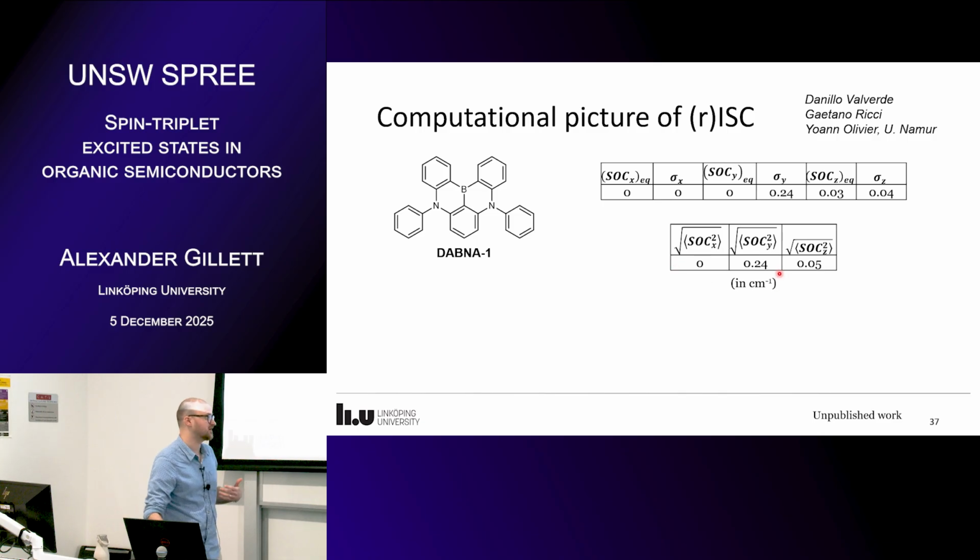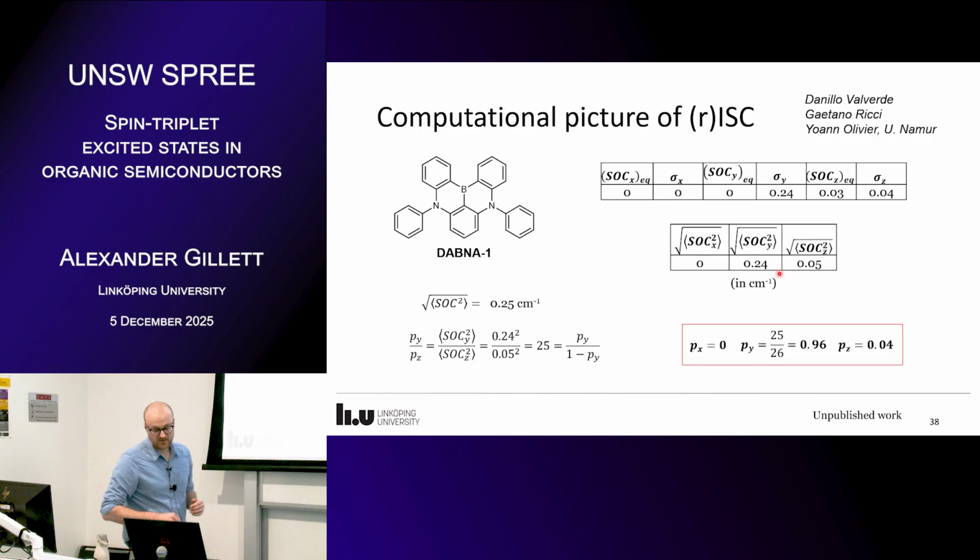So they calculated the size of the spin-orbit coupling matrix elements. You run through a bit of maths, and basically what you predict is that this molecule, mostly driven by vibrations, should have a dominant coupling into the TY sublevel, a little bit into TZ, and nothing into TX.